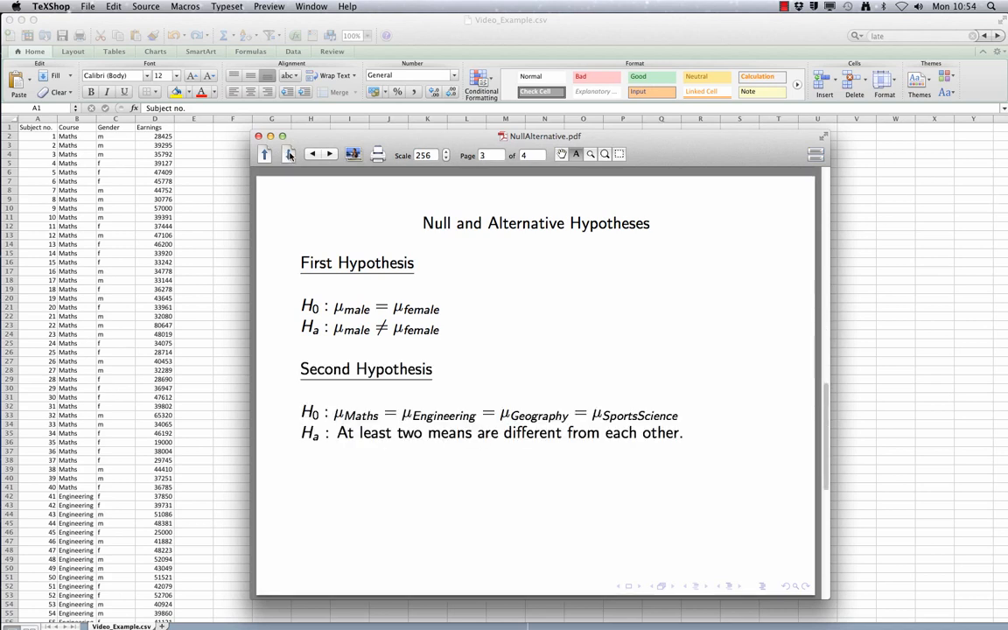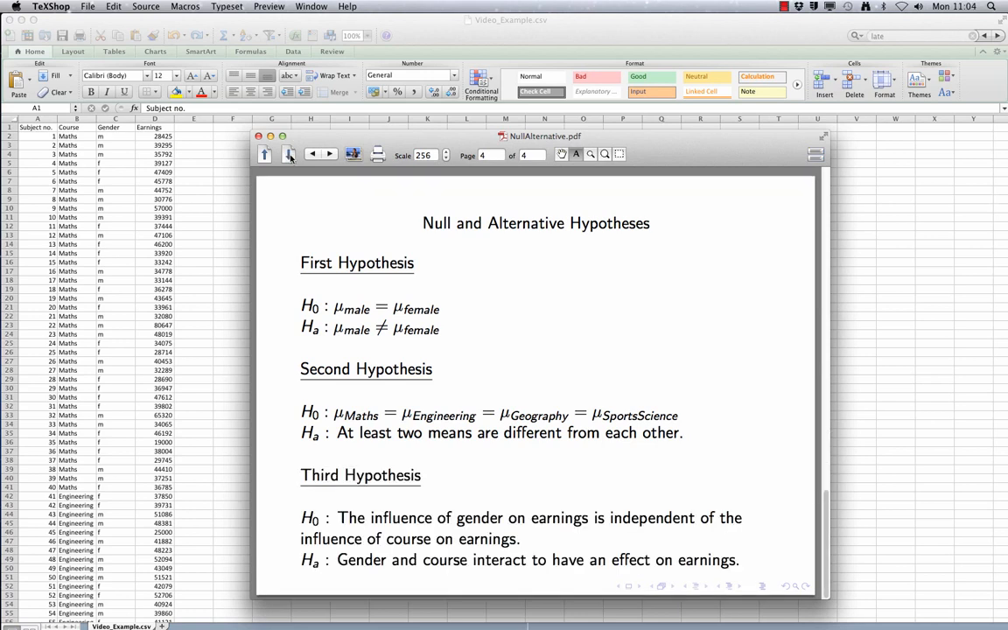The second hypothesis concerns course. The null hypothesis is that the means between courses are all equal. If we find a p-value below 0.05, we reject our null and accept the alternative hypothesis that at least 2 of these means do not equal each other. The third and final hypothesis concerns the interaction between course and gender. The null hypothesis states the influence of gender on earnings is independent of the influence of course on earnings. If we find a p-value below 0.05, we reject this and accept our alternative hypothesis that gender and course interact to have an effect on earnings.